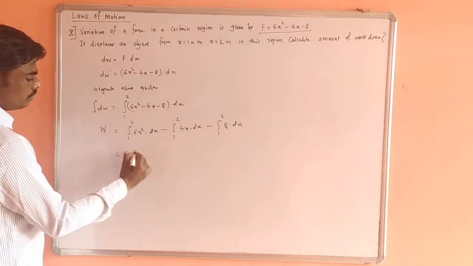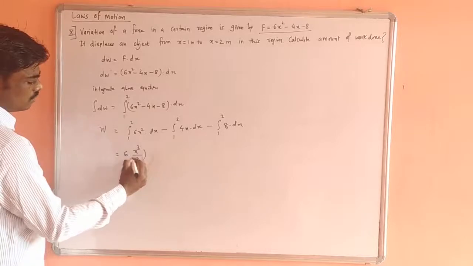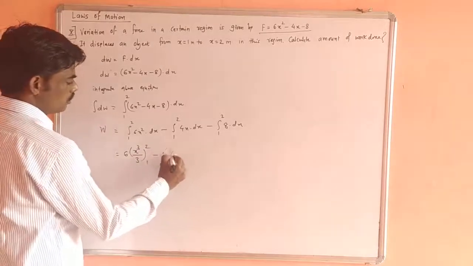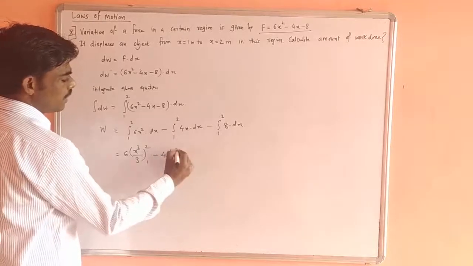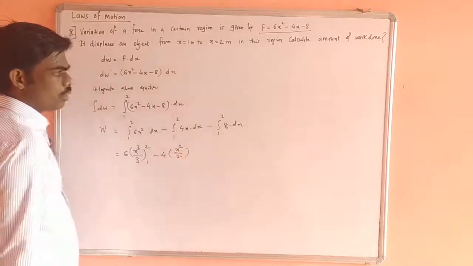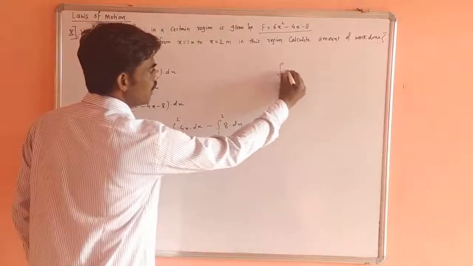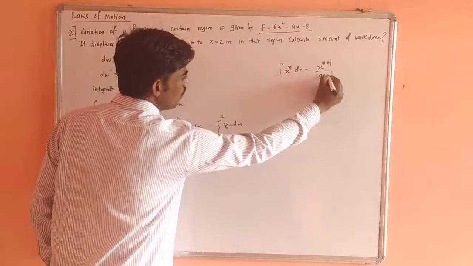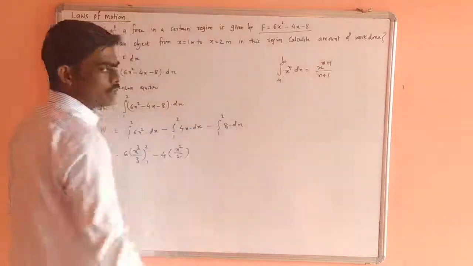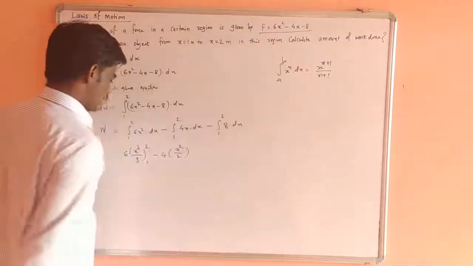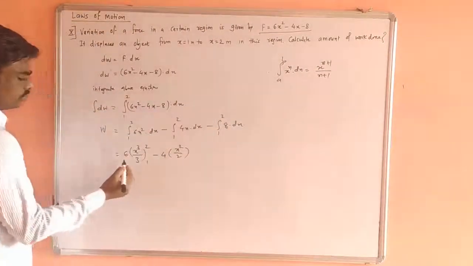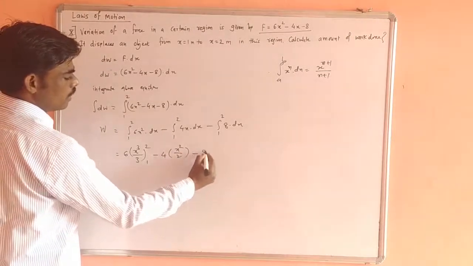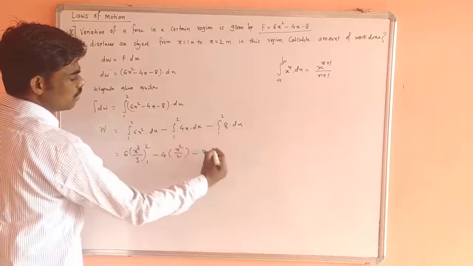6 times x³ by 3, lower limit 1, upper limit 2, minus 4 times x dx, it becomes x² by 2 according to the formula. This is the formula: integral of xⁿ dx is equal to xⁿ⁺¹ upon n + 1, limits from a to b. We can substitute limits later on. So this is the hint. We will solve this: minus 4 x² by 2, then minus 8. Integration of dx is nothing but x.